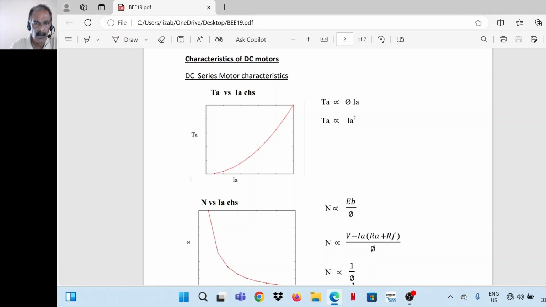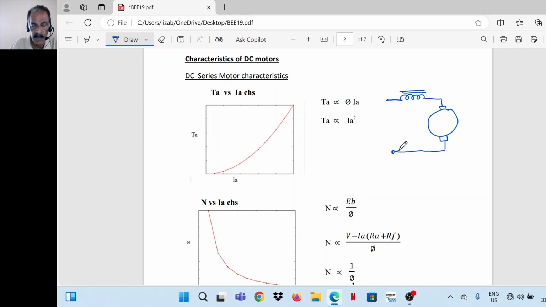So first is torque versus armature current characteristics. For a series motor, field is in series with the armature. So the equation for torque is 1 by 2 pi phi z Ia into P by A. So torque is proportional to flux and armature current. Here in this case, armature current, field current, main current drawn from the mains all are the same because the connection is in series.